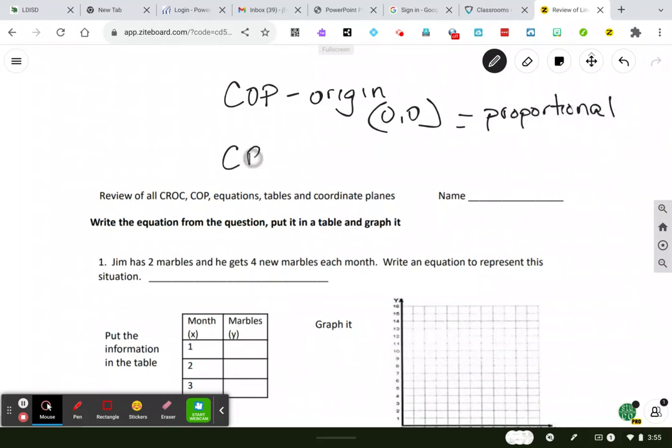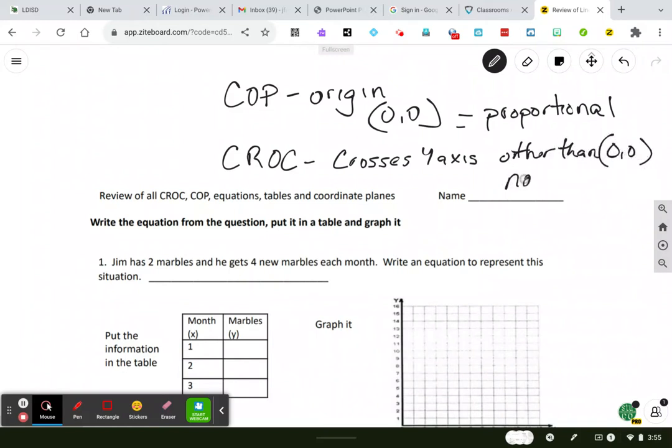If it's a constant rate of change, that means that it crosses the y-axis at some point other than 0, 0. Crosses y-axis other than 0, 0. And it is non-proportional.